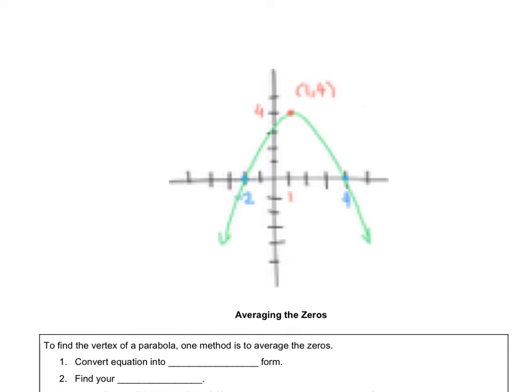In this video, we're going to look at how to average the zeros. Averaging the zeros is a method used to find the vertex of a parabola using the x-intercepts. Before we get to that, I want to look at a little visual.